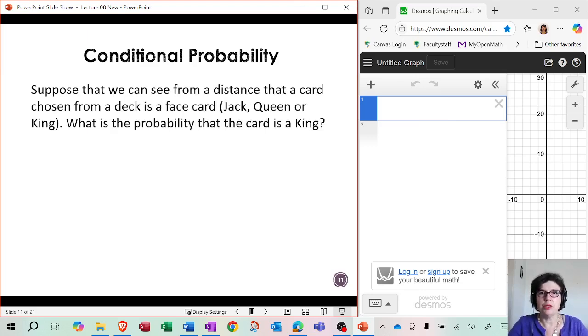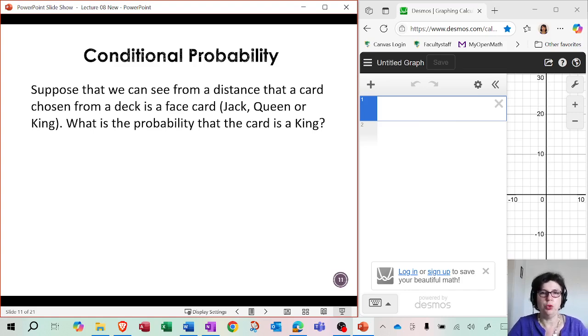Okay, so I'm going to start with just an intuitive example of what conditional probability is. Remember that whenever you want to find the probability of something that has equally likely outcomes, it's going to be favorable over total. Now, imagine that you are looking at a card from a distance, and the card is a face card, so you can tell there is some face on it, but you just can't tell what it is. Is it Jack, Queen, or King? So what is the chance that the card is going to be king?